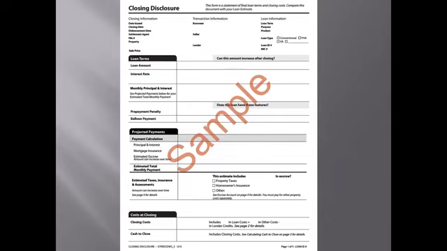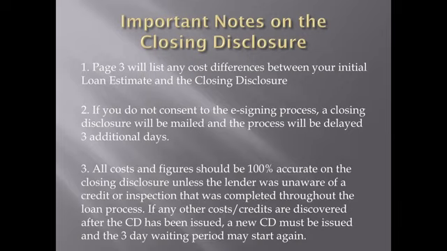This is a sample of the closing disclosure. It looks very, very much like the LE, guys. A couple differences, though. On the upper right-hand corner, it's going to state this form is a statement of final loan terms and closing costs. Compare this document with your loan estimate so that you can verify any differences. It's going to have everything on here, and everything should be final at the CD stage.